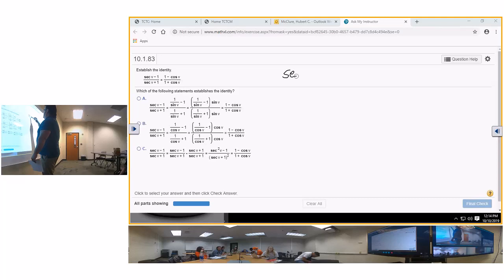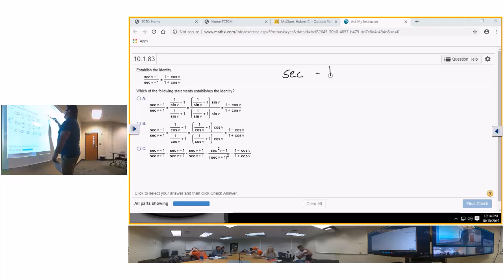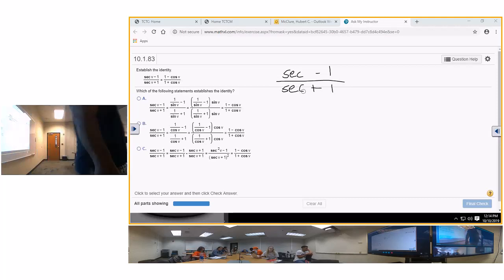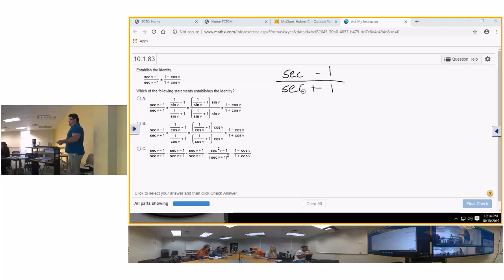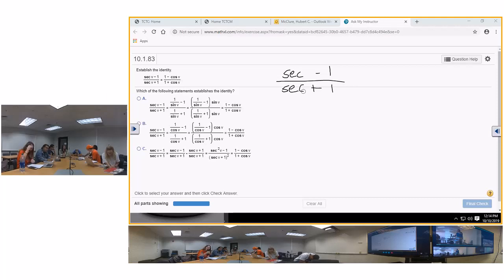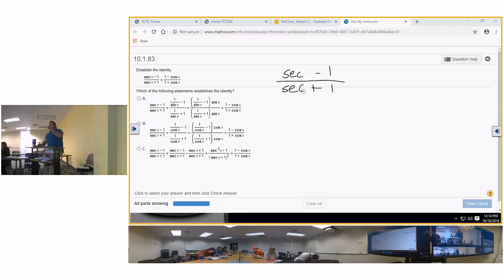Secant x or secant minus 1 over secant plus 1. Okay, rewrite secant. And the trig is done. After that, it's 100% what? Algebra. Now, you may stick on this one, because this part of algebra that we're fixing to do, a lot of you suck at.